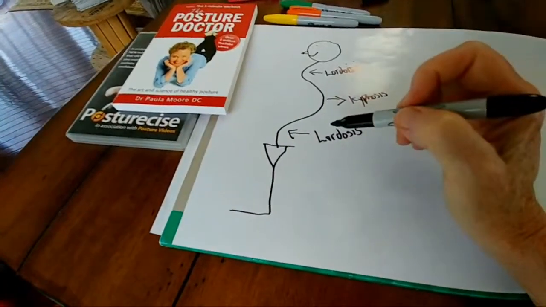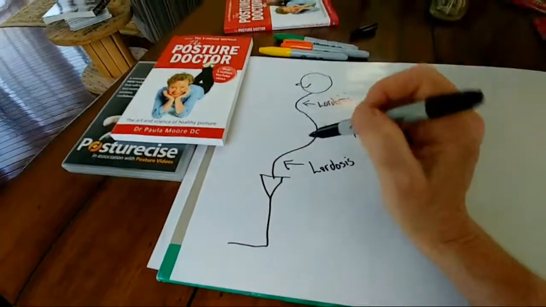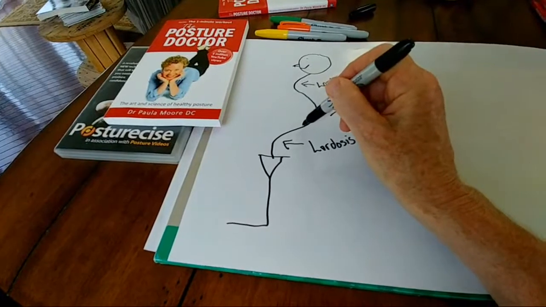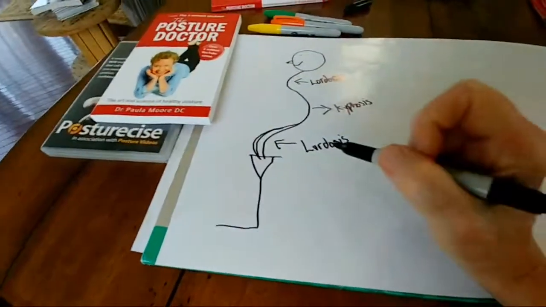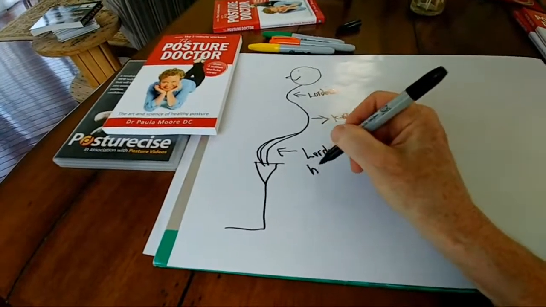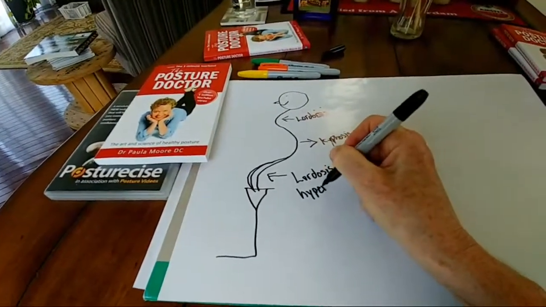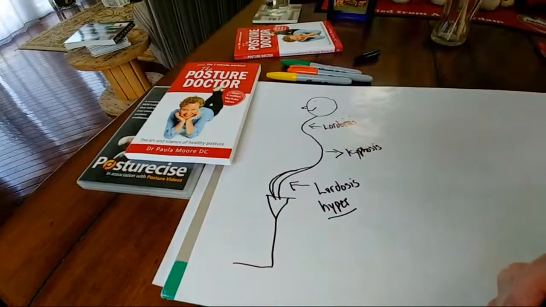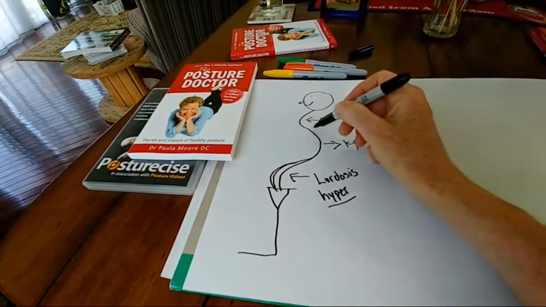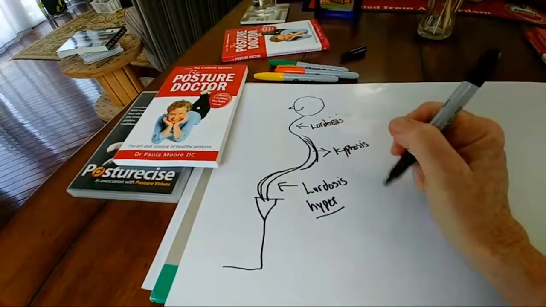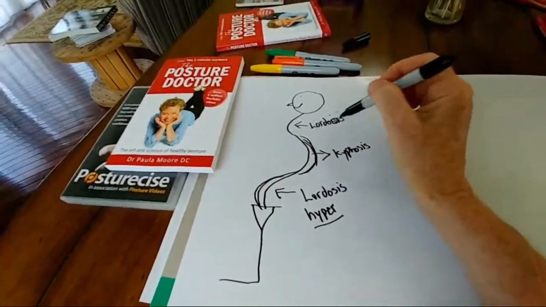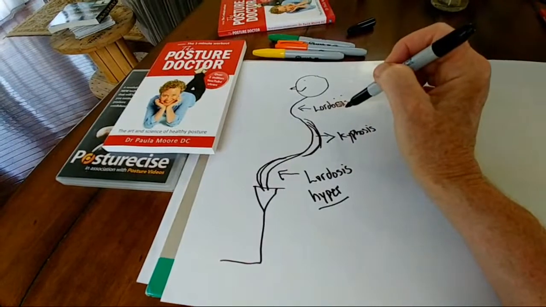I think where the confusion lies is when people talk about having a lordosis, what they really mean is that they have an exaggerated curve. And that's actually known as a hyperlordosis. We can also have a hyperkyphosis, kind of a hunchback posture. We can also have a hyperlordosis in the neck, but that's less common.